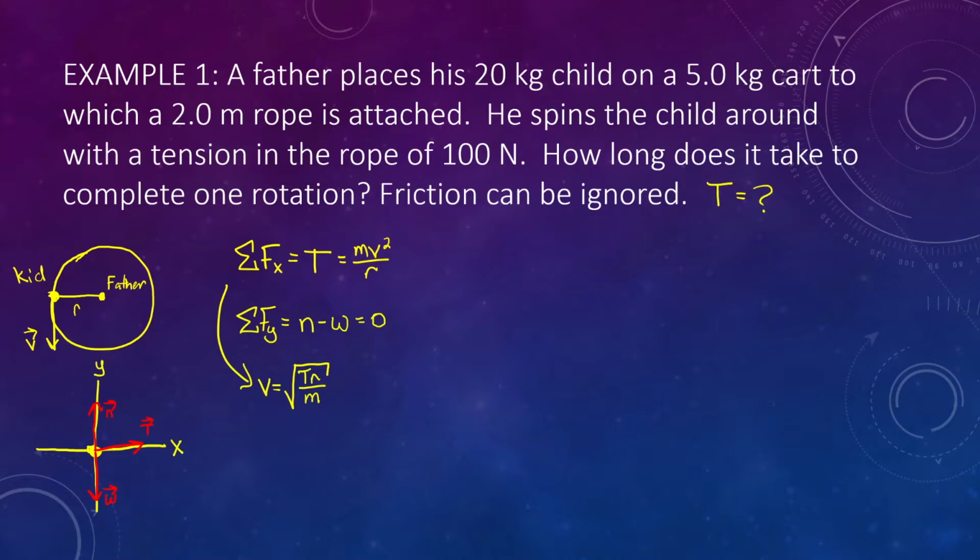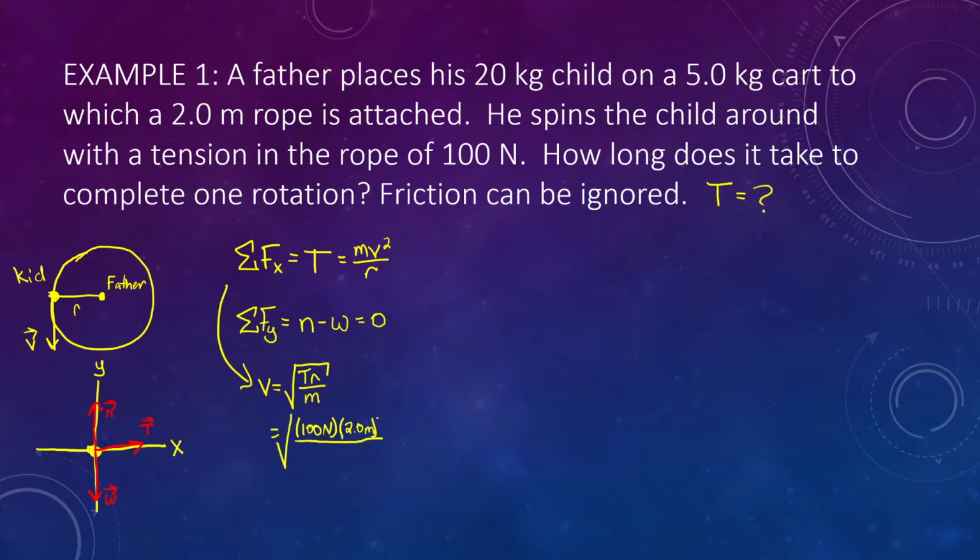Okay. Well, we do know the tension, it's given to us. We do know the radius, and we do know the mass, which means we can solve this problem, for the speed at least. We have the square root of the tension, which was 100 newtons, times the radius, which was 2 meters. And this is all divided by the mass.